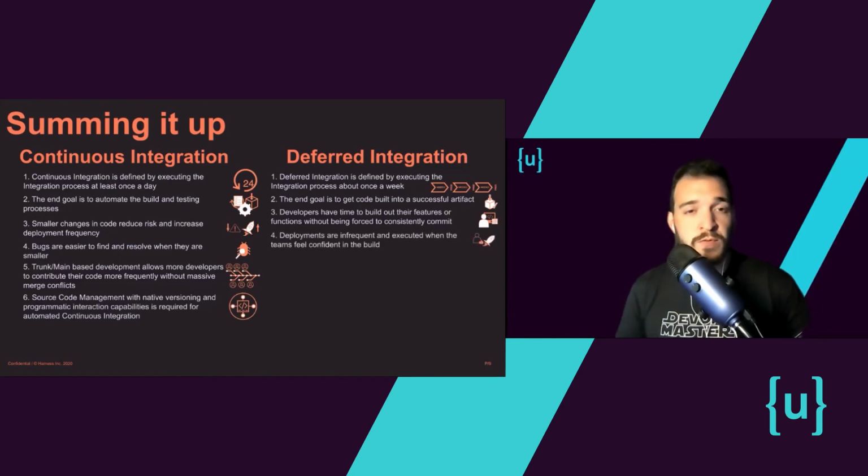As a result, deployments are infrequent. They're actually only executed when teams feel confident in the build. So when my developers give the thumbs up to that artifact, my QA team, my ops team gives a thumbs up to the artifact, that's when I can actually deploy.